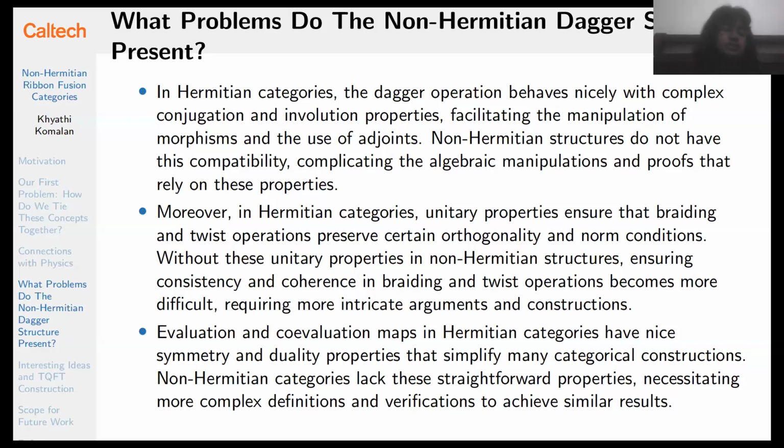For example, in the construction that I'm going to discuss today, if it were a Hermitian category, we could basically define things using the properties that you would expect the evaluation and co-evaluation maps to have. But because we're working with a non-Hermitian category, you kind of have to do some picking and choosing when it comes to what morphisms you're working with, and you have to define them in terms of other stuff. And that's a little bit tricky to see in comparison to how it would be in a Hermitian structure.